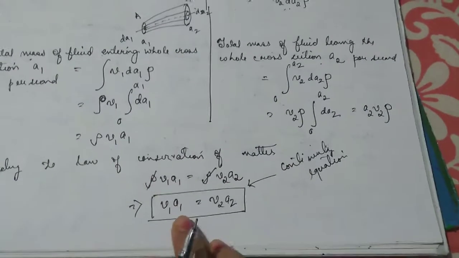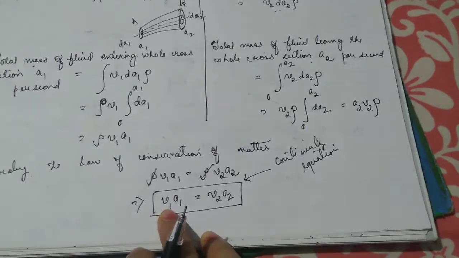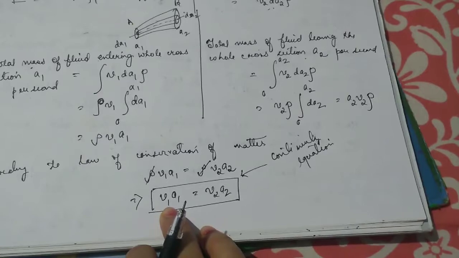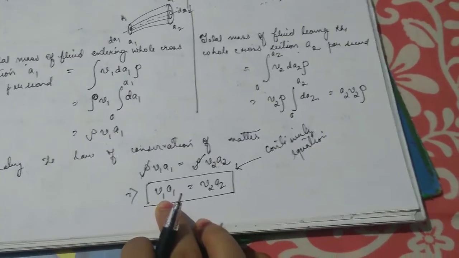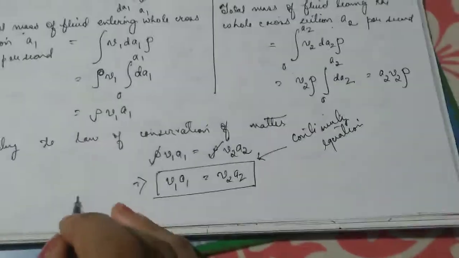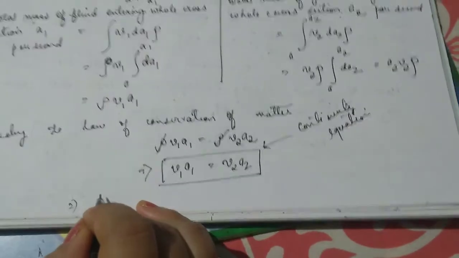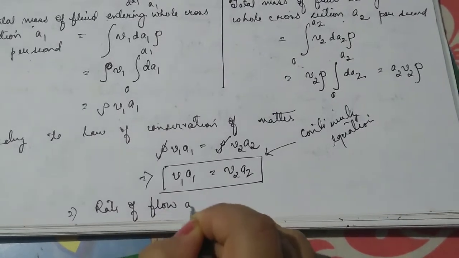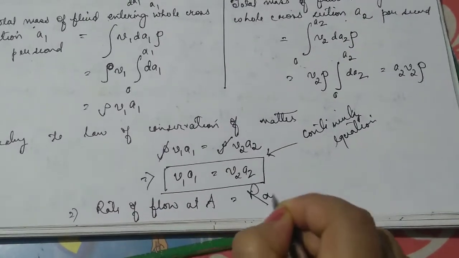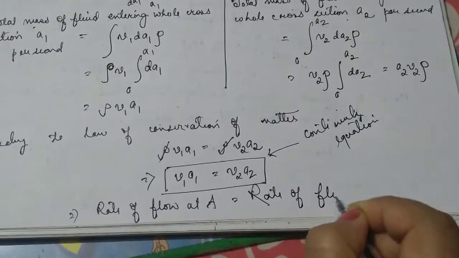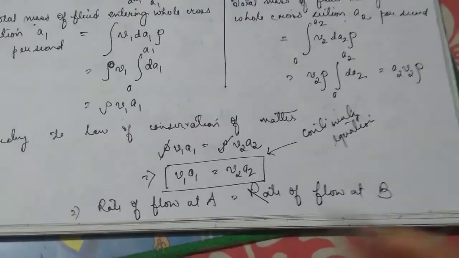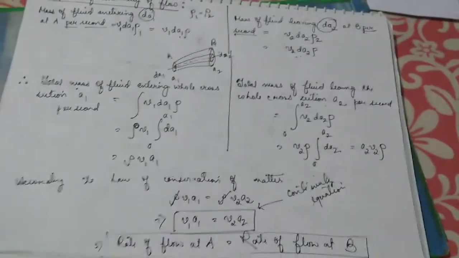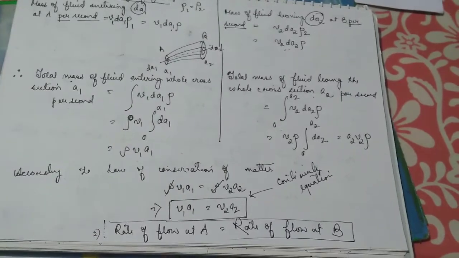If you remember, the product of the area of cross section and the velocity of flow is nothing but the rate of flow. So what we can write in return is that the rate of flow at A is equal to the rate of flow at B. That is the total statement of the continuity equation for a fluid motion.